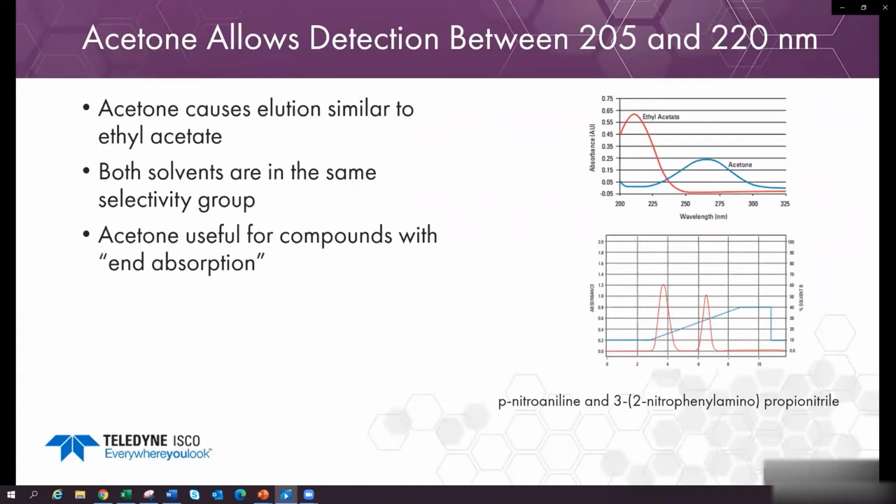This chromatogram is para-nitroaniline and 3,2-nitrophenylaminopropionyl made from the para-nitroaniline. Detection was at 210 nanometers in a hexane acetone gradient. You can see that the baseline remains nice and flat.